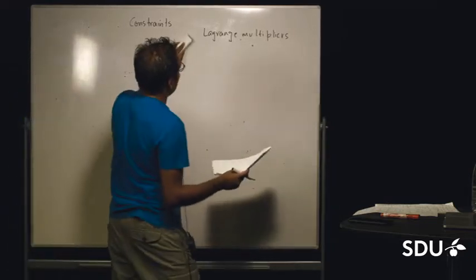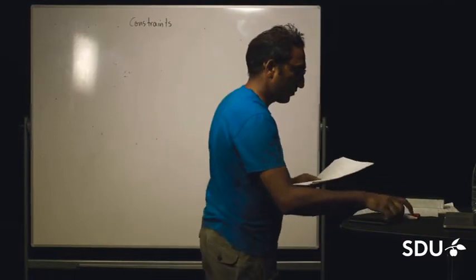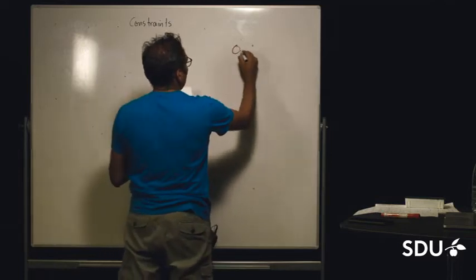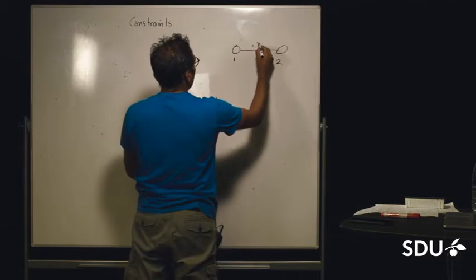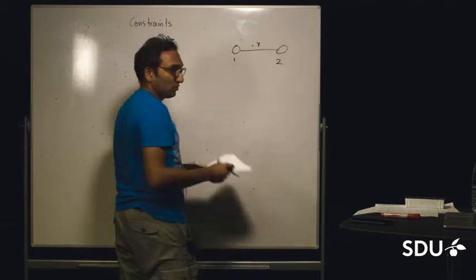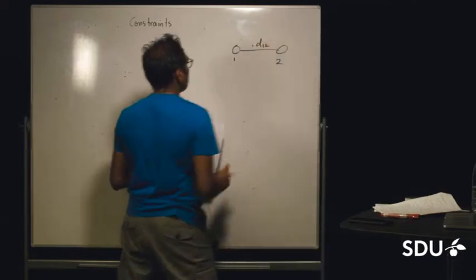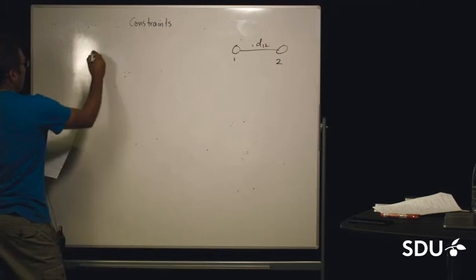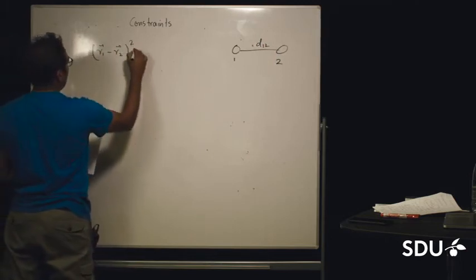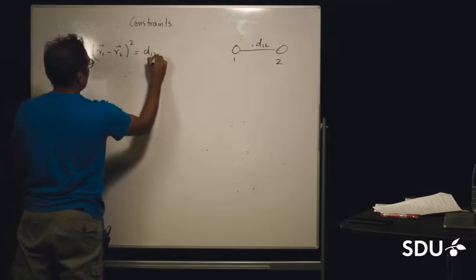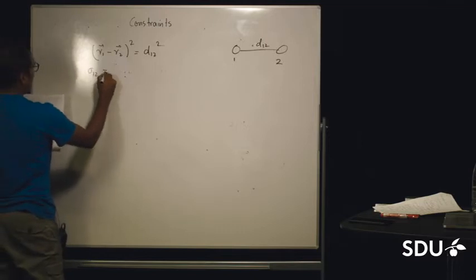And to do that, we will take the simple case of a simple diatomic molecule. So you look at two particles 1 and 2 which have a bond length of d12. My constraint, of course, is that the distance between r1 and r2 is restricted to the equilibrium bond length, and this constraint is written as a sigma.